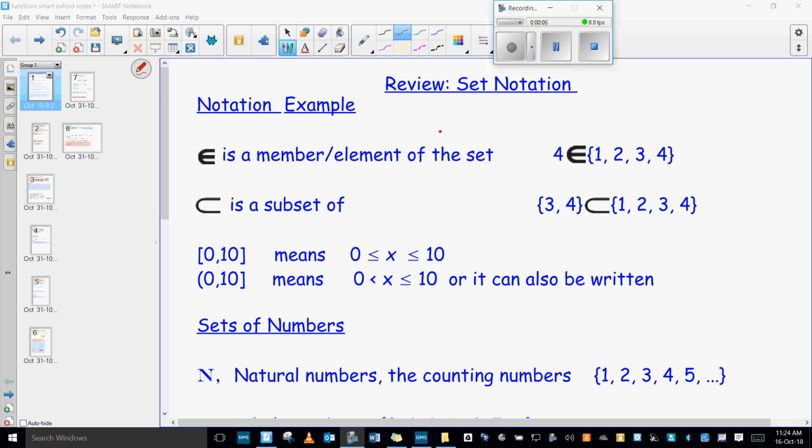The reason for doing this here is because within the function topic, you're going to see a lot of set notation. So this should be a recap, and you should be thinking, oh yes, yes, yes, I remember all this, she says optimistically. So the funny E means as a member or element of a set, okay? This funny C means subset, okay? So the 3 and 4 are a subset of 1, 2, 3, 4.